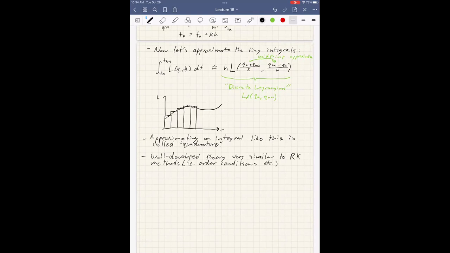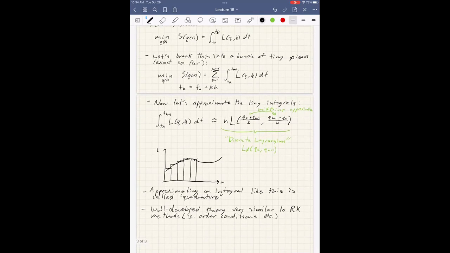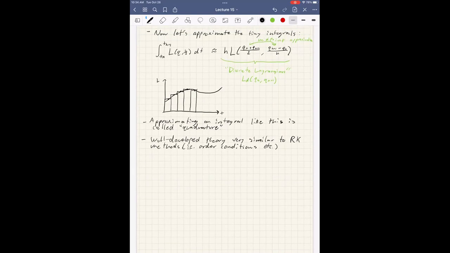Okay, so onward, what's next? We approximated this little integral, and now if I plug that back into my least action problem, I get a discrete action sum. The action integral turns into an action sum, not surprisingly. So now we've got the min over Q_1 to N of this discrete action, which looks like the sum from k equals 1 to n minus 1 of the discrete Lagrangian evaluated at these guys.